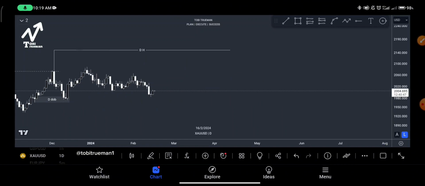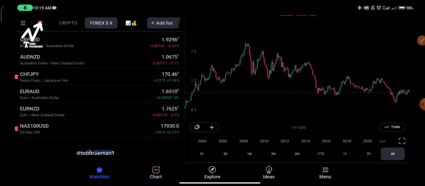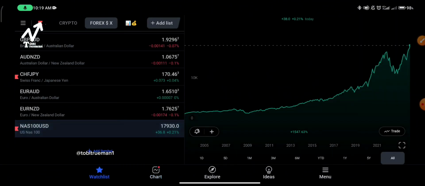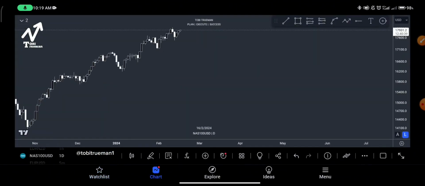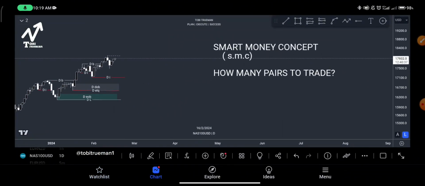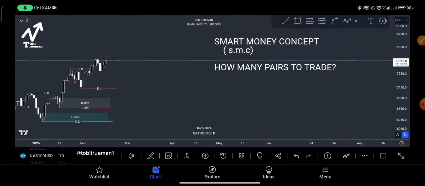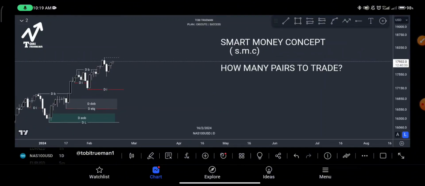Okay, so when you ask me how many pairs you should be trading? With my present knowledge right now, I will say check all the pairs, at least check the 30 pairs available, to make sure that when price gets to your point of interest, you look for your entry there, take it, and then anticipate for the trade to play out accordingly. All right, so that's my own understanding of how many pairs you should trade.